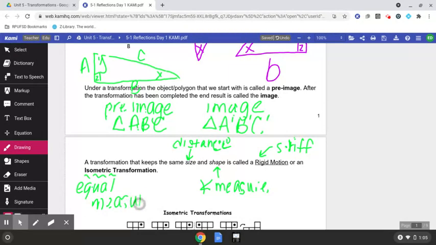So again, I know I kind of just wrote a lot there. Just make sure you jot some of this stuff down. It is important.